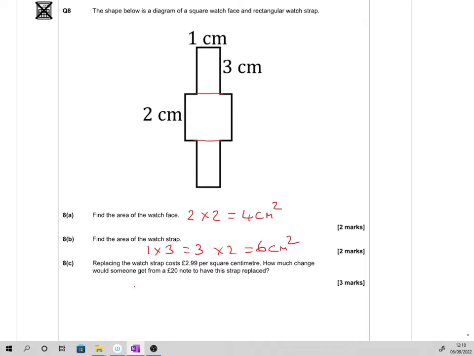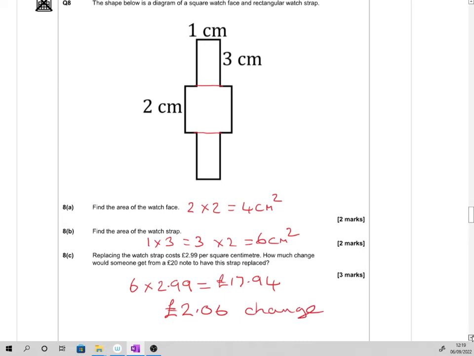So 6 times £2.99 is 17.94. How much change with a £20 note? So 20 take away that is £2.06 change. Just one take away the other.